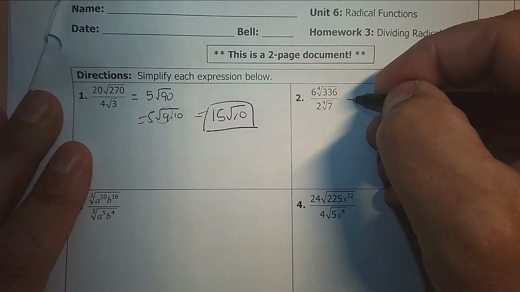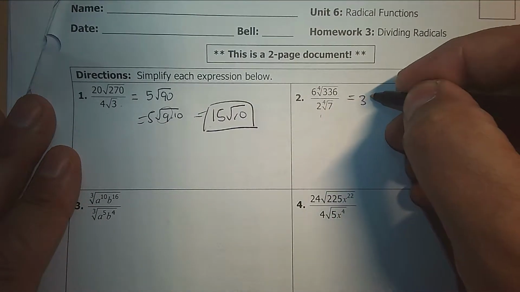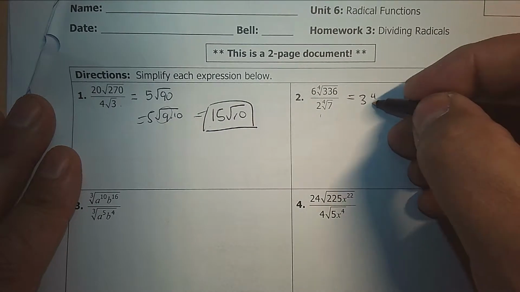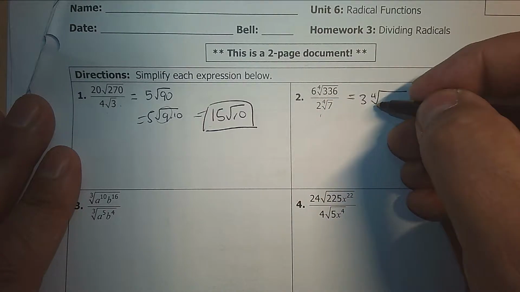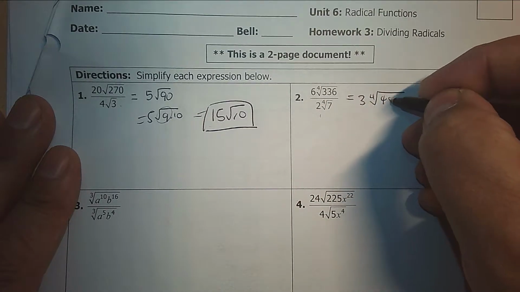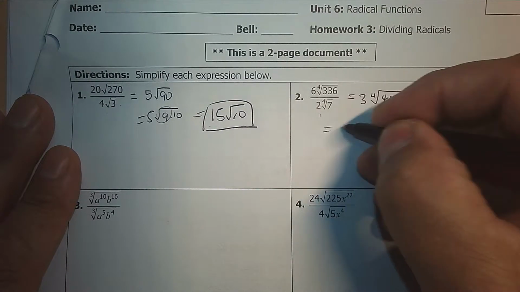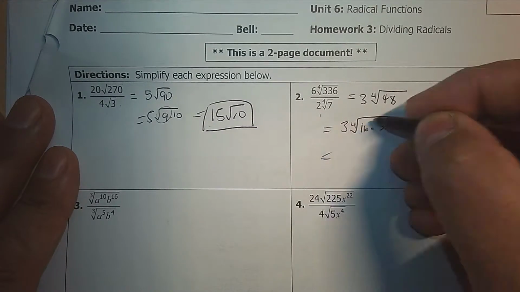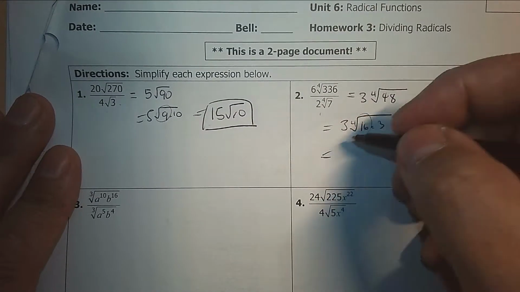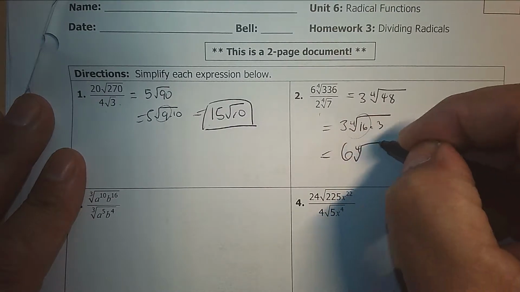Here 6 divided by 2 is 3, so a property of dividing roots, if they're the same root you can divide the inside, so 7 goes into 336 evenly, 48 times. 48 can be written as 16 times 3. The fourth root of 16 is 2 times 3 in front is 6, and you're left with 6 and the fourth root of 3.